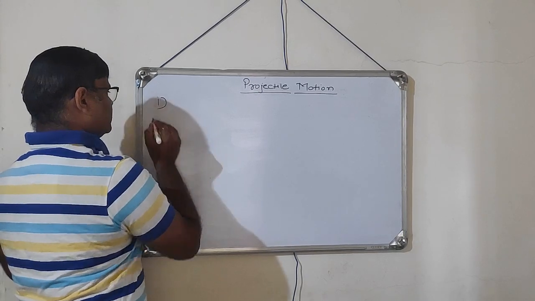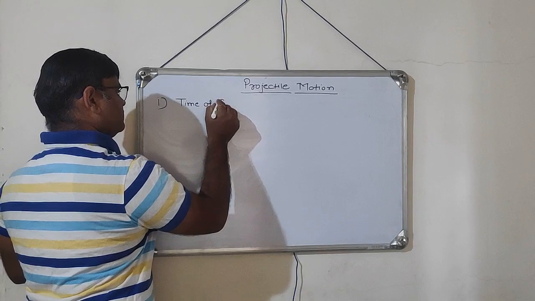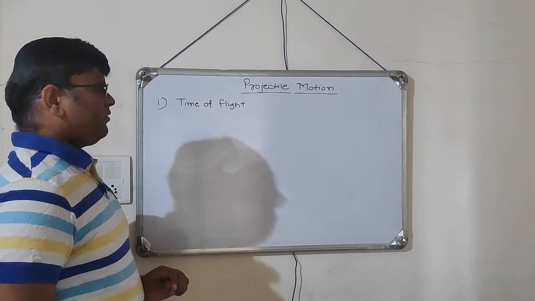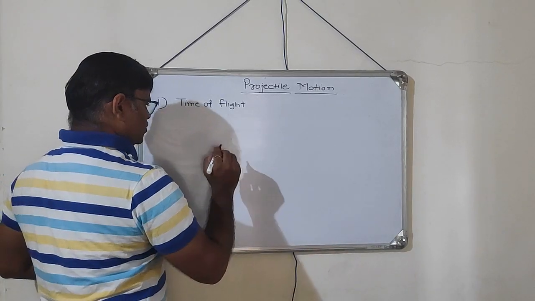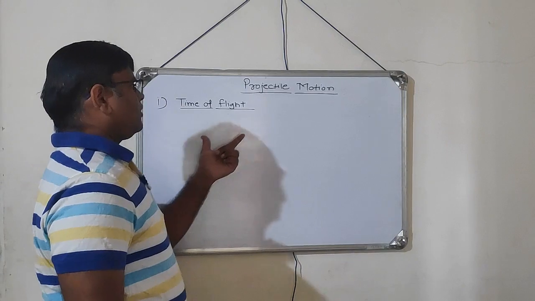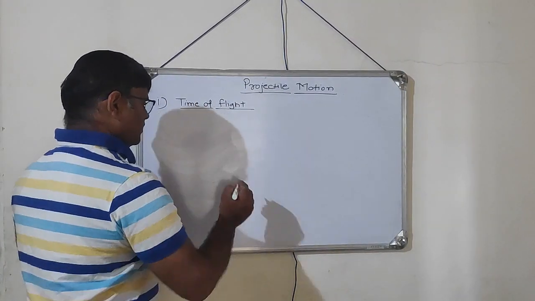We'll see now the first unknown, that is time of flight. How will we find out the time of flight? So what is time of flight? The total time, we can say, in which your particle is in air.